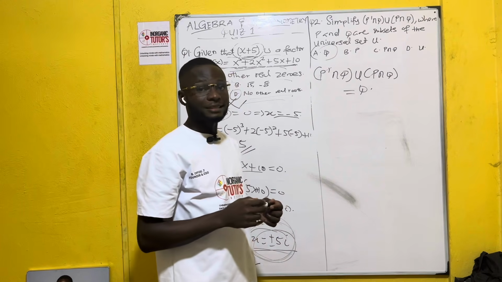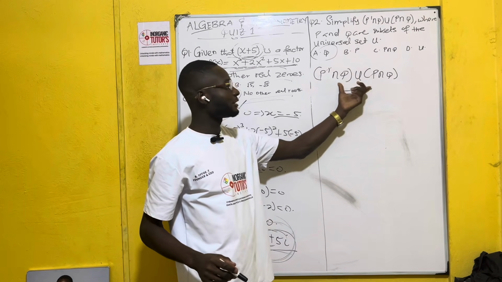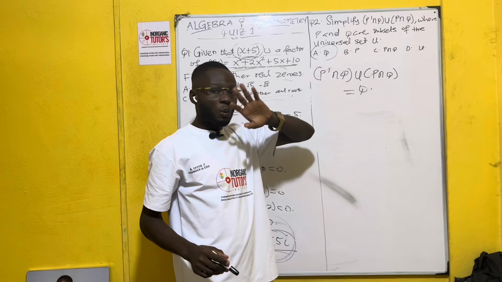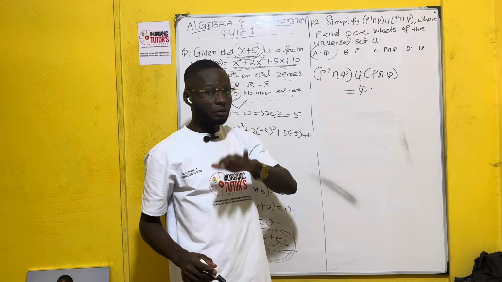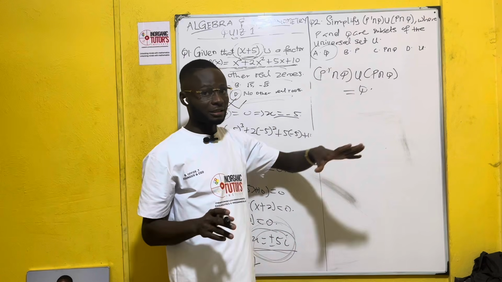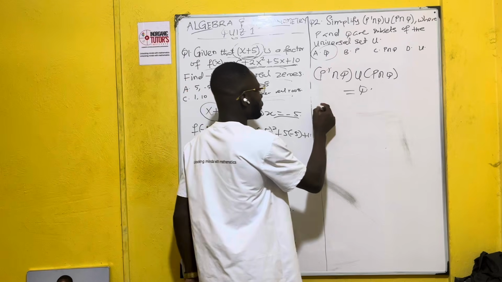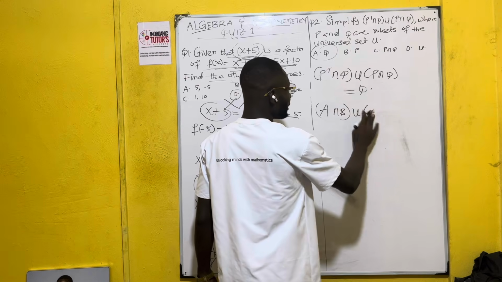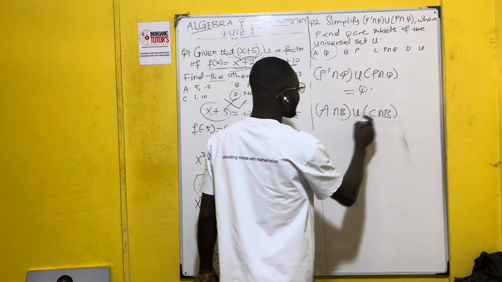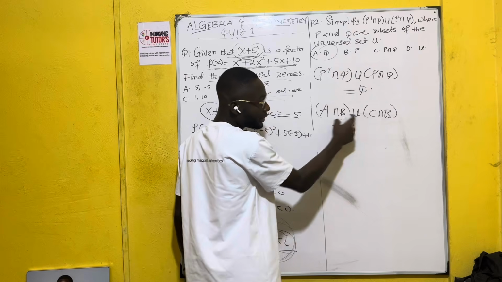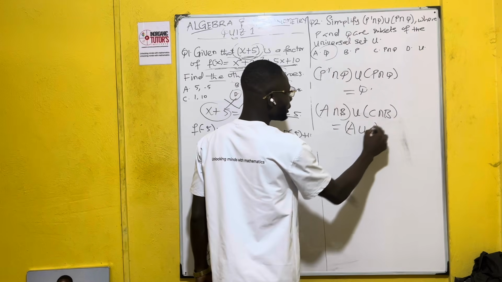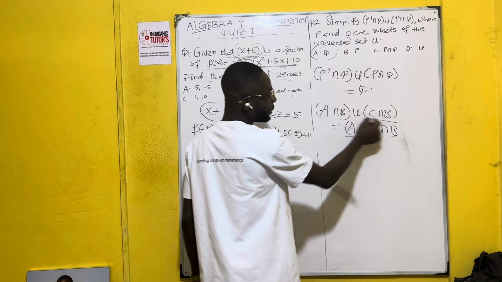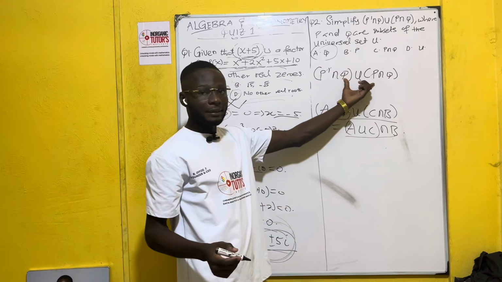Now let's go through the steps. We know that when you simplify this, you get Q, and that is the answer. Let's use the distributive law and the complementary law to simplify it as well. That is the process. The distributive law says that if you have A intersection B union C intersection B, then this is the same as A union C intersection B. B is common, so we factor B out. This is the distributive law. So let's apply that here.